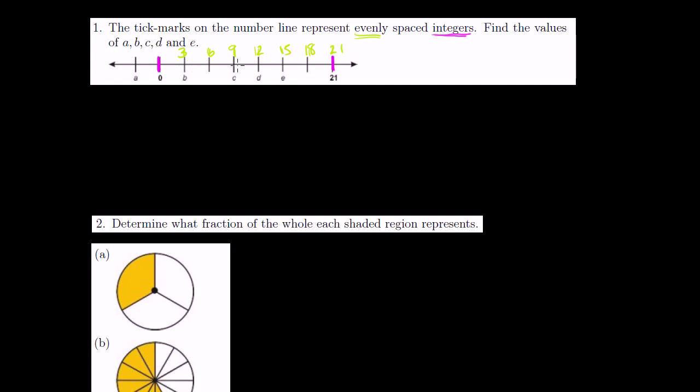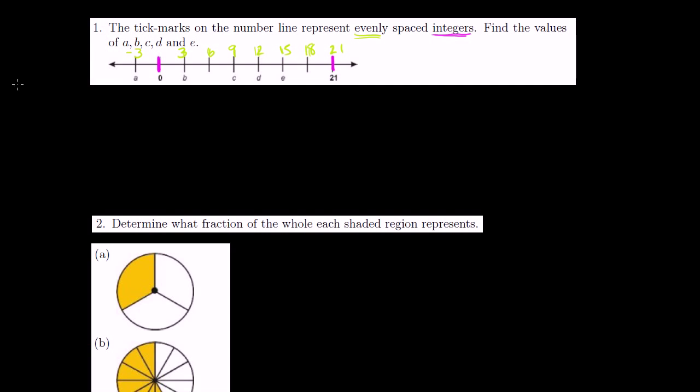This must be 3, 6, 9, 12, 15, 18, and then bam, 21. And the way I figured that out, I said 7 tick marks gets us to 21. 21 divided by 7 tick marks is 3. So each of those increment by 3. So this goes to 0. And then this must be 3 to the left of that. So it's -3 right there.